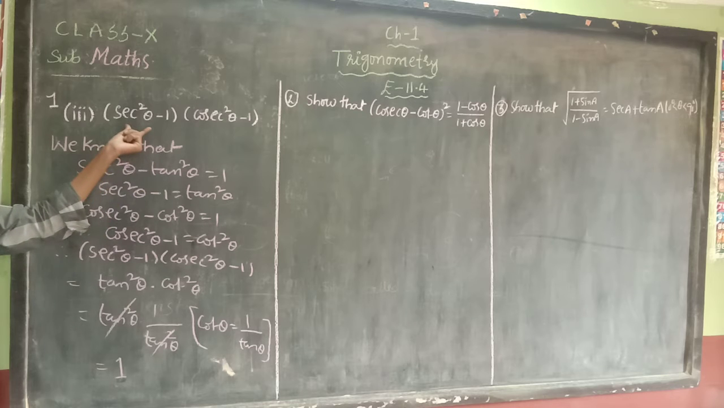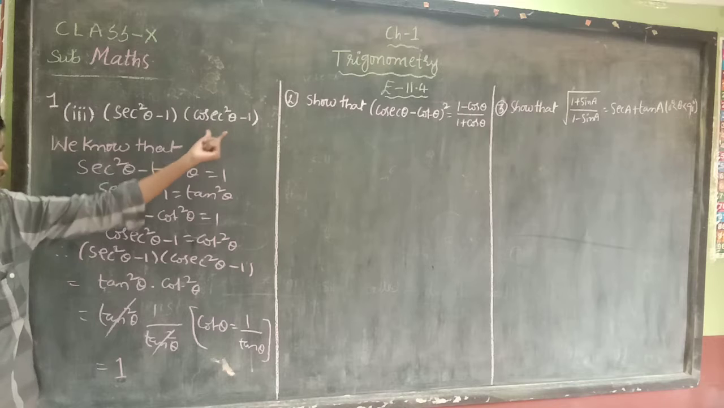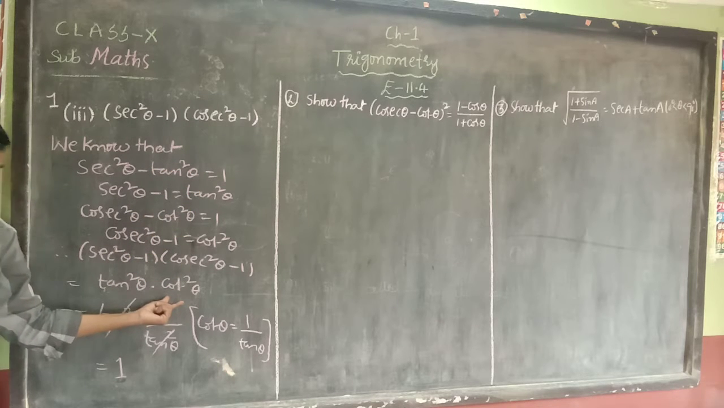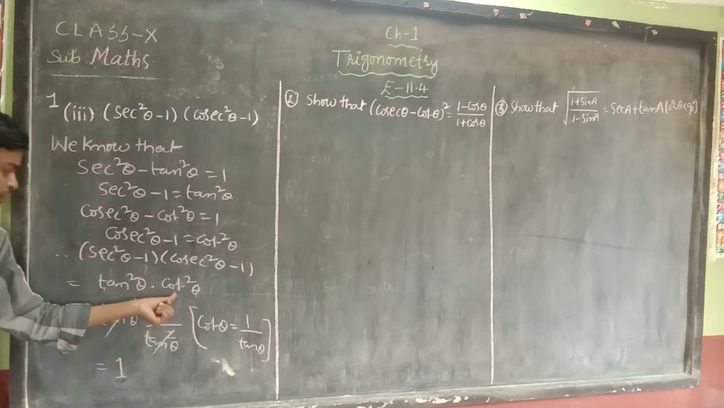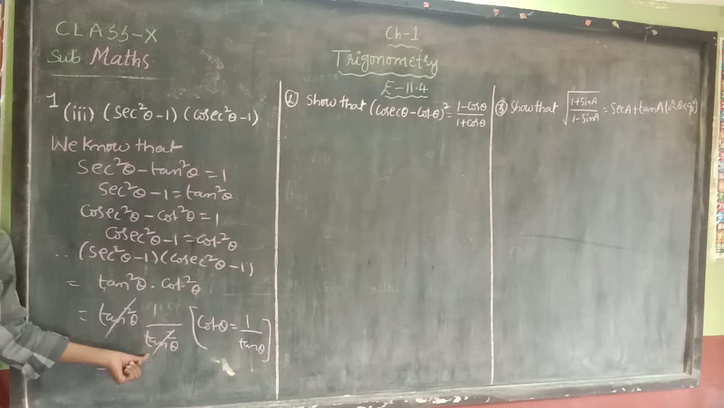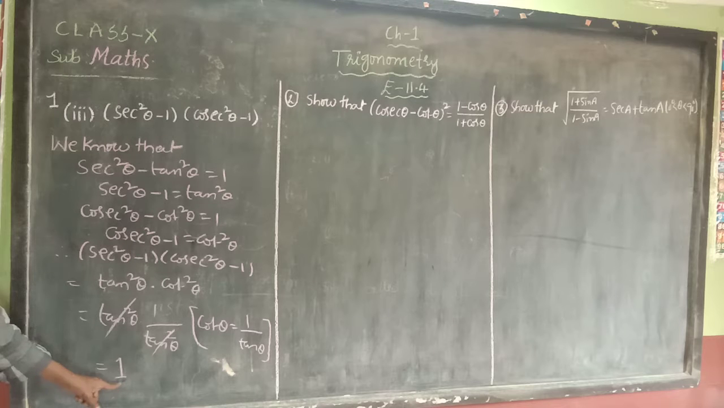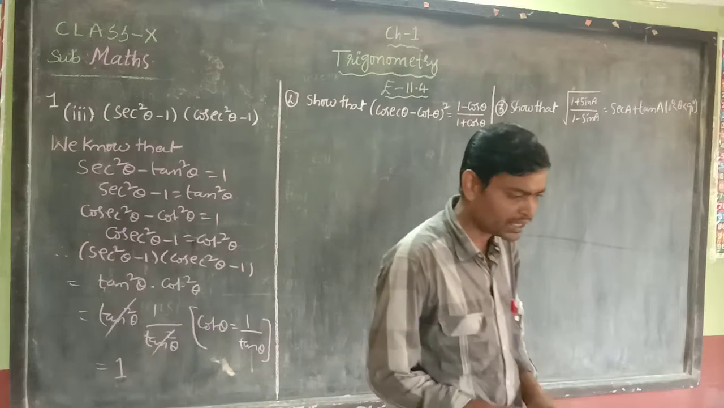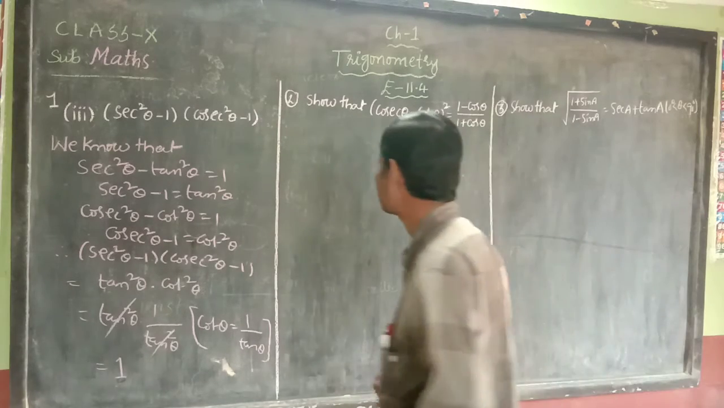Therefore, sec square theta minus 1 we write as tan square theta, and cosec square theta minus 1 we write as cot square theta. But we know that cot theta is equal to 1 by tan theta, so instead of cot square theta we write 1 by tan square theta. So tan square theta got cancelled. Finally the answer is 1. So this is the third problem in the first bit. Let us go through the next one.